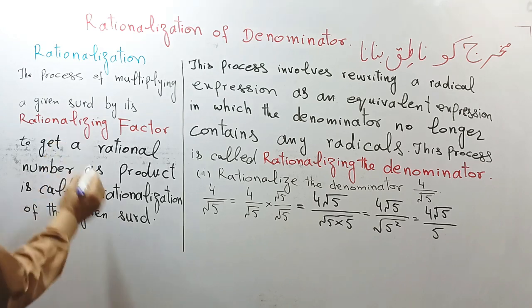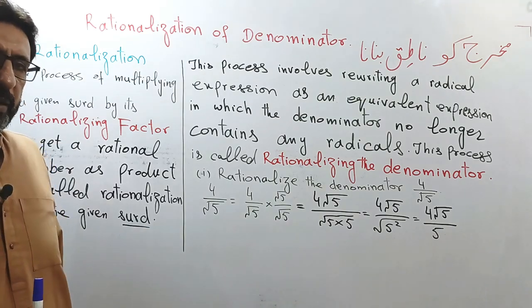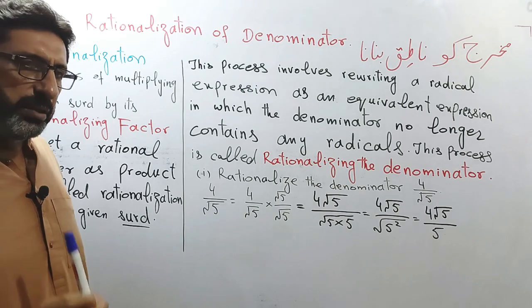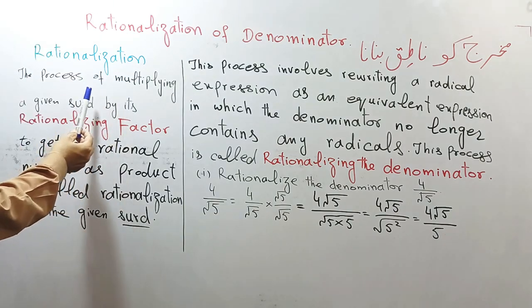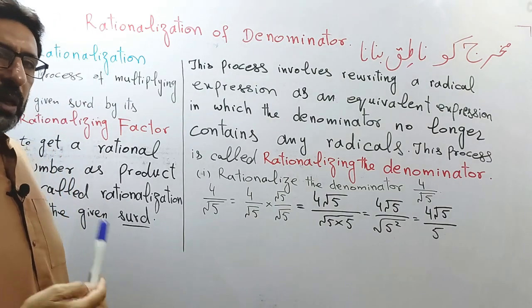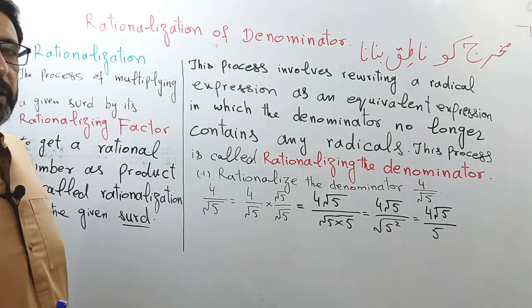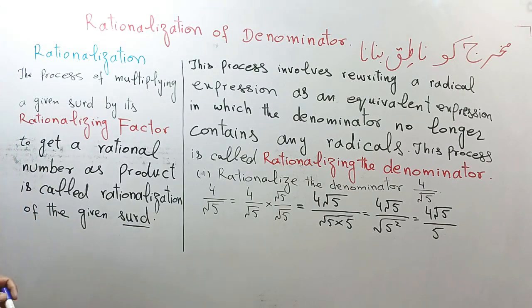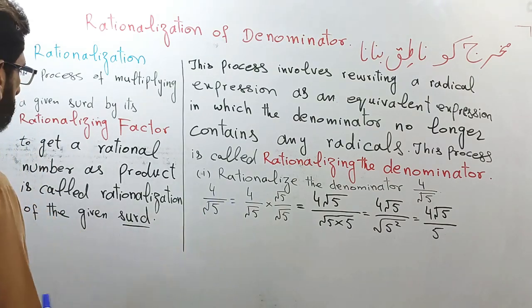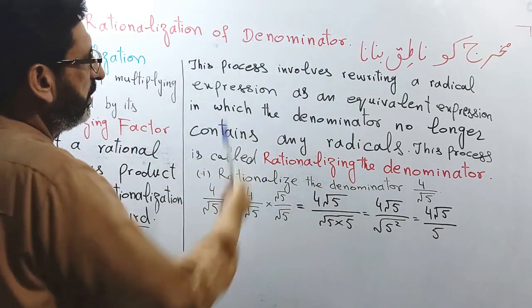We know an irrational radical with rational radicand is called a surd. When we multiply some surd with another factor and our surd becomes a rational number, then that factor is called rationalizing factor. We will discuss here in example. Now we come here, rationalization of denominator.